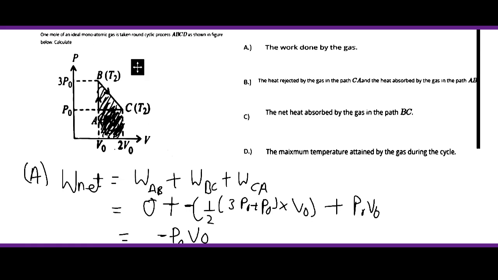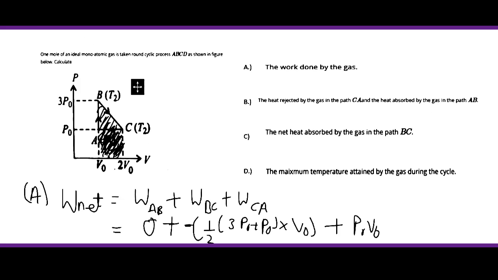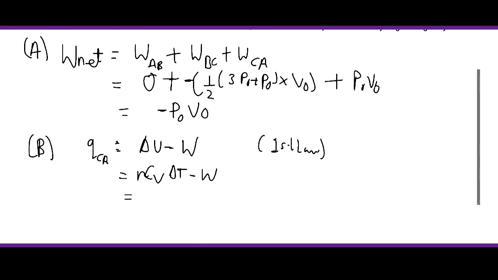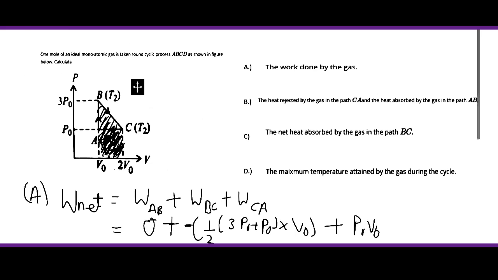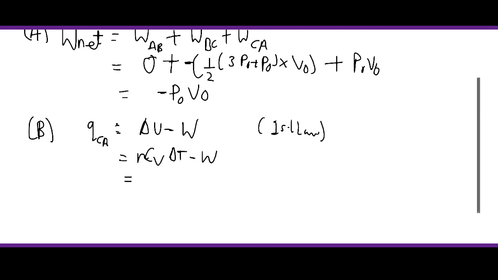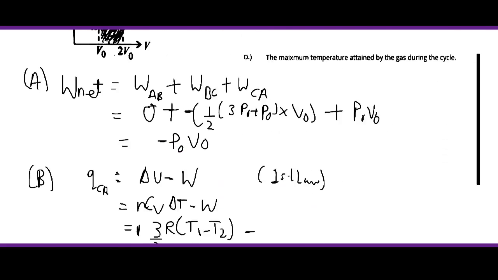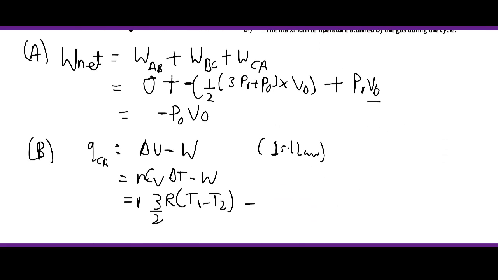And if you clearly see the change in temperature here, the temperature at A is T1 and the temperature at C is T2. So the difference is T1 minus T2. According to the question, it's given 1 mole of a monoatomic gas. So n is 1, and for a monoatomic gas Cv is 3 by 2 R, and the temperature difference is T1 minus T2, and the work done from C to A that we have calculated here is P0 V0 minus P0 V0.